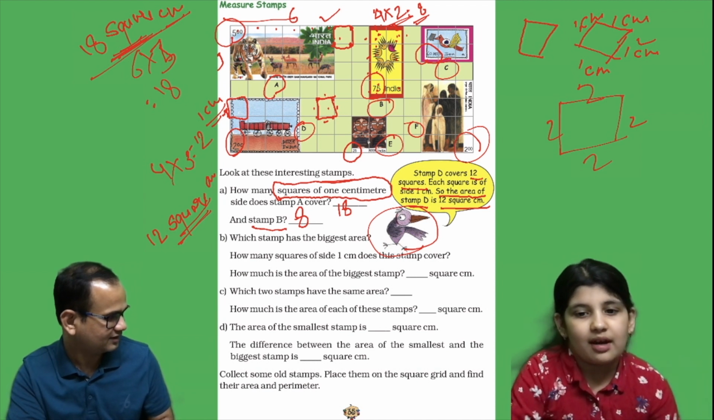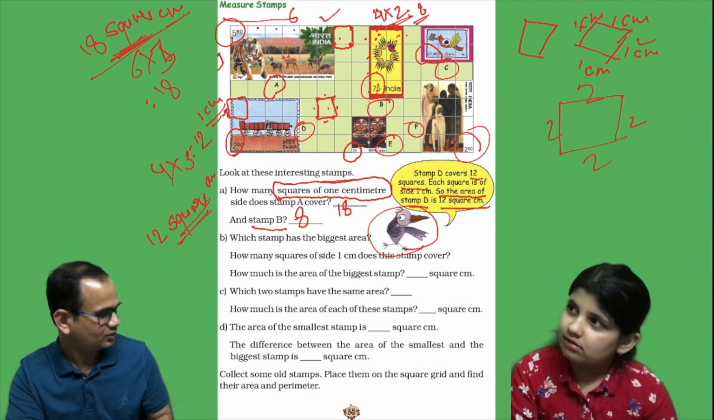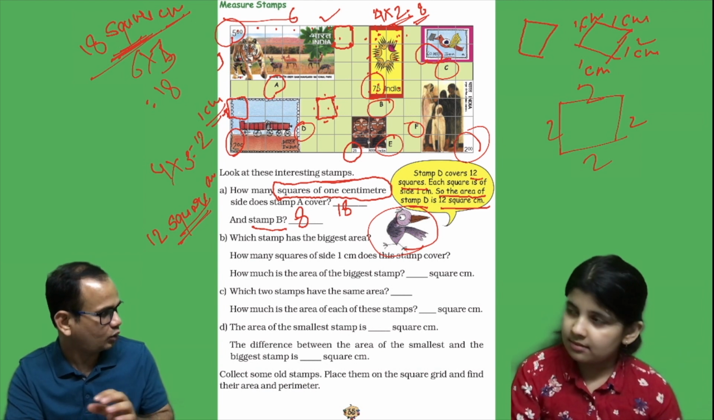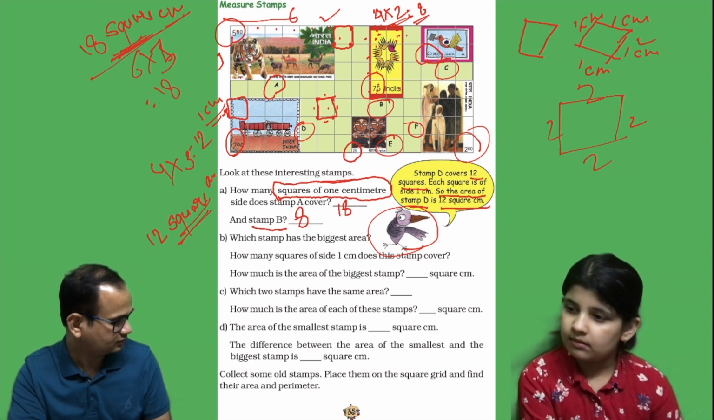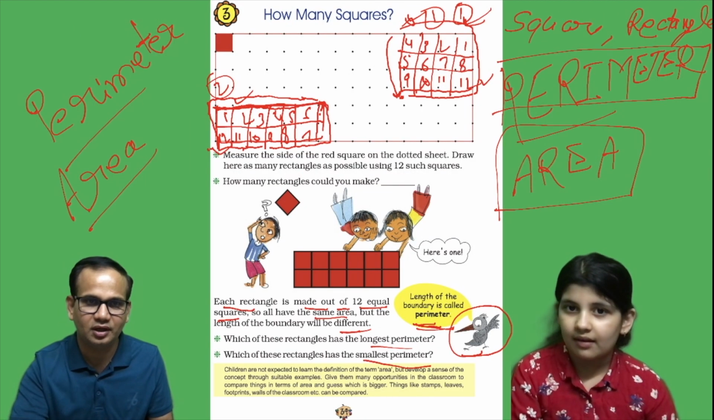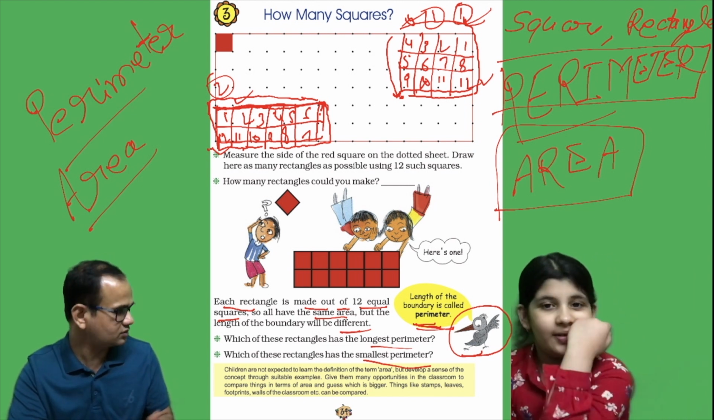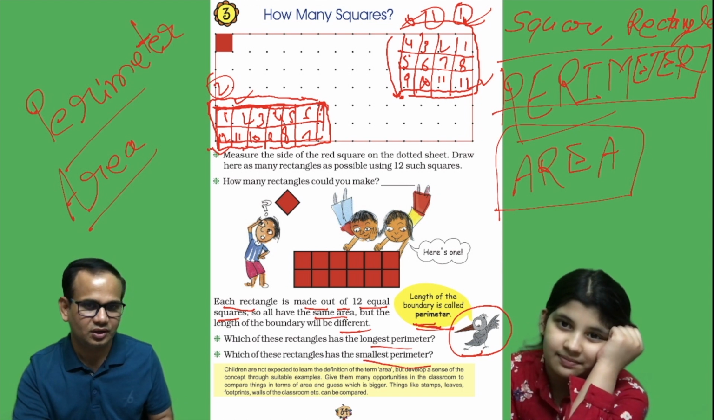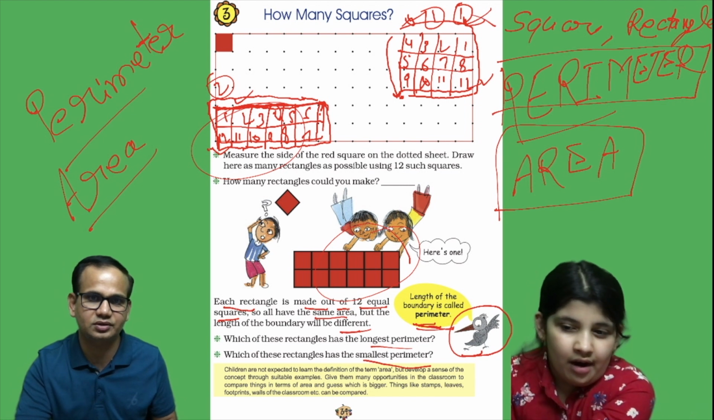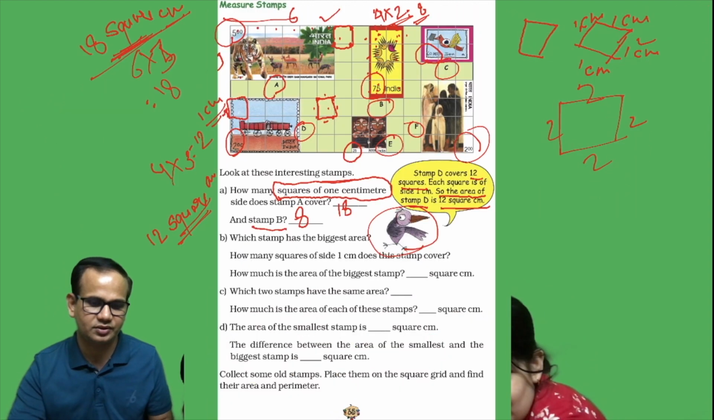But if we are measuring a house in meters, can it be in rectangle way also? No, it's not that way. See, in a rectangle also, squares will be there. A rectangle is also made of squares only, as we just checked. This rectangle is made of how many squares? 12 squares. This also 12 squares. So every rectangle is made of some squares.